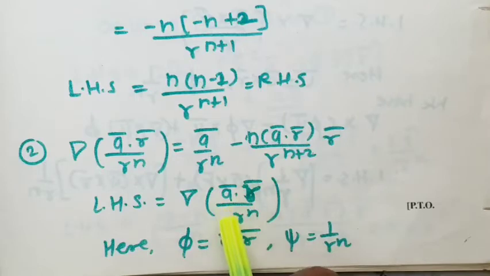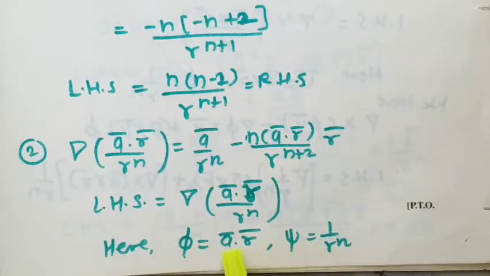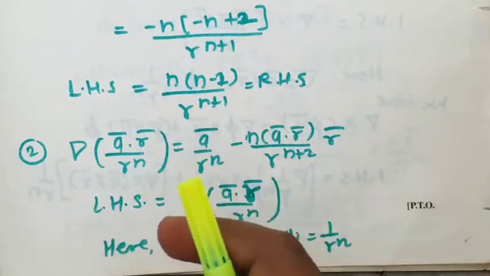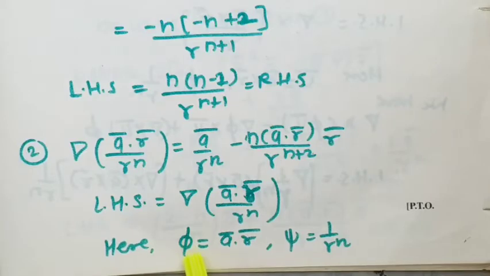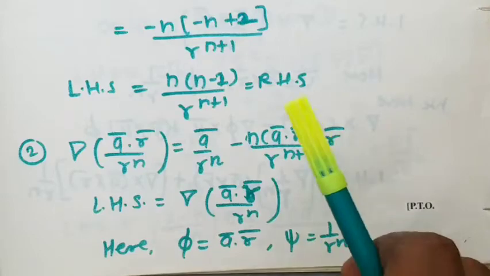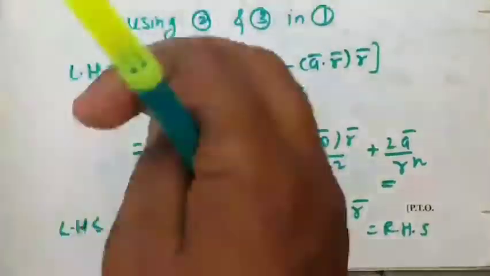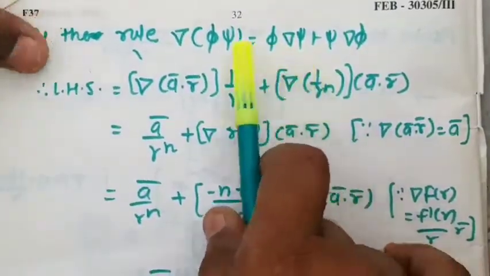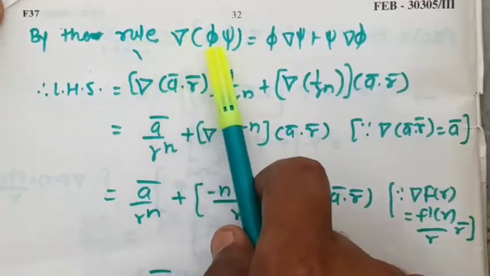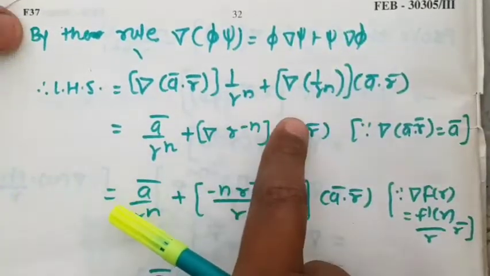So both are scalar quantities, and scalar quantities we denote by phi and psi, and vector quantities we denote by u bar, v bar and w bar, like that. Here I have denoted one scalar quantity by phi, and the other scalar quantity by psi. So what type of situation do we have? Del of the multiplication of two scalar quantities, del of phi into psi. For this we have a rule: del of phi psi is phi del psi plus psi del phi, like the u into v rule of differentiation.